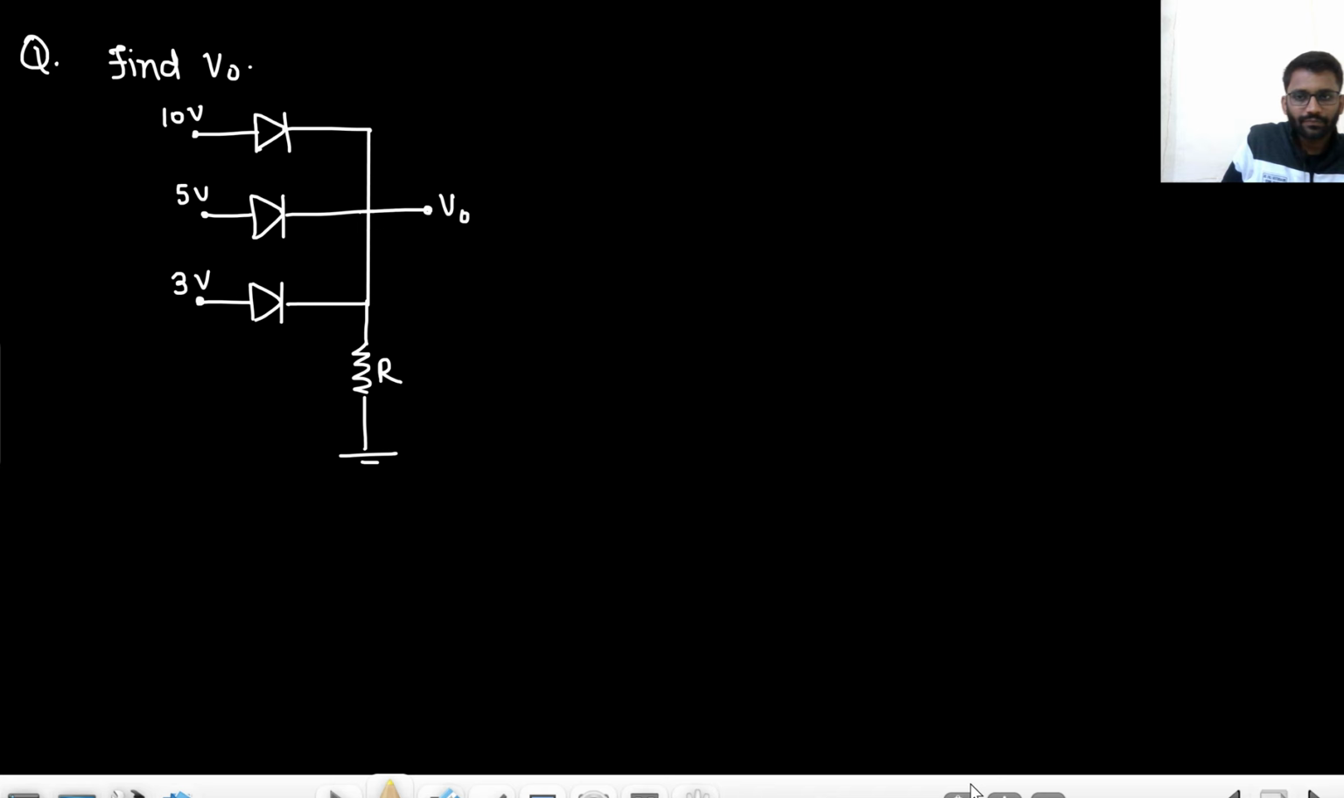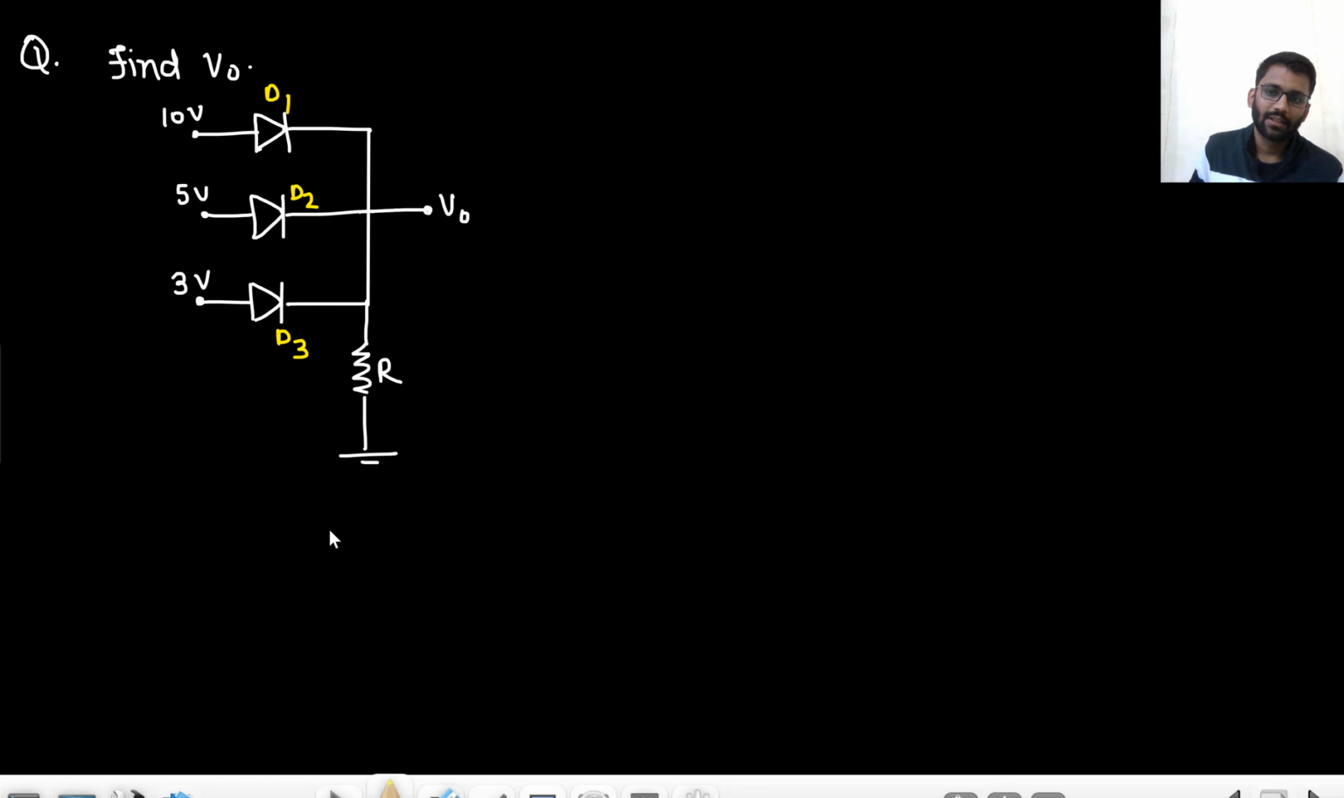What will you do? Can you apply short circuit test here? If you apply short circuit test here, what will happen? This will be shorted, this will be shorted, this will be shorted. So this will say I will have 10 volt, this will say I will have 5 volt, this will say I will have 3 volt. Is that possible? No. So you have to apply open circuit test. Okay, 3 diodes are there. Let's just call this one D1, this one D2, this one D3.